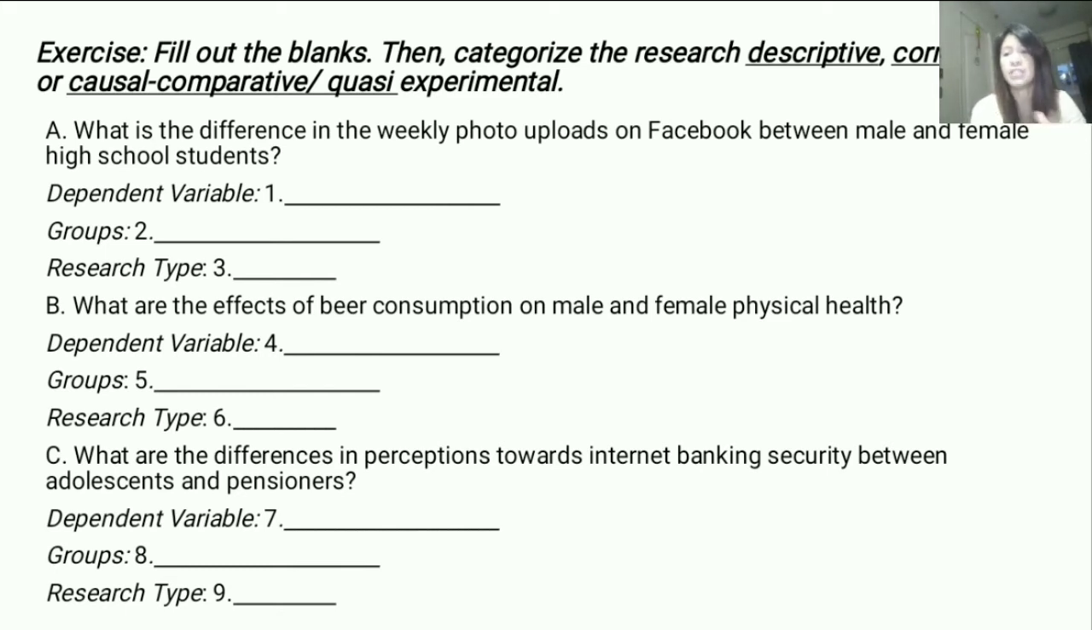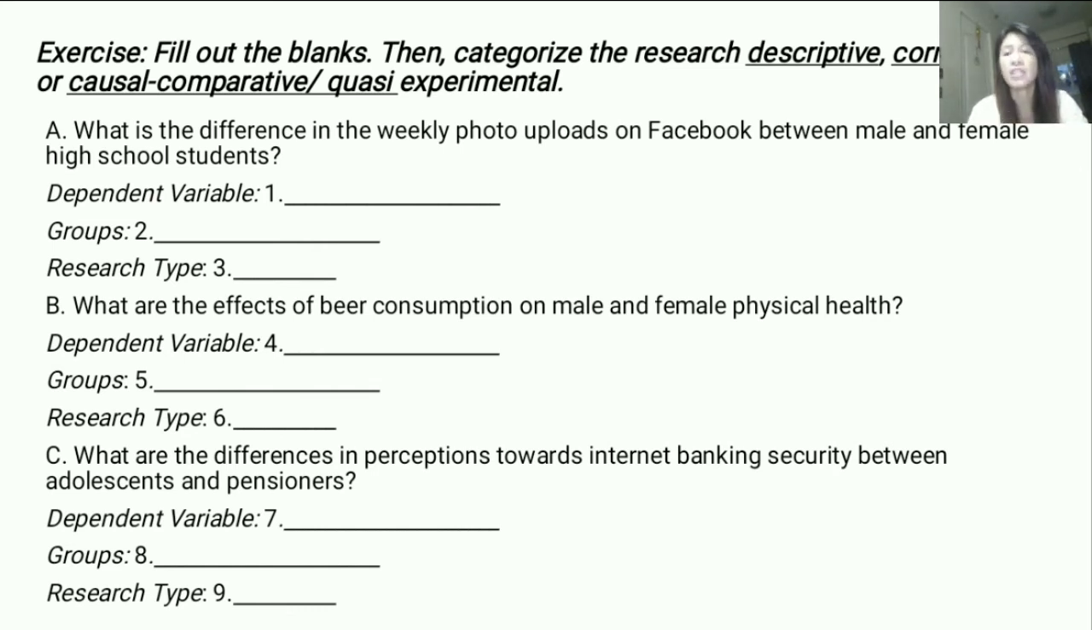Letter C, research type. This is causal comparative. You are comparing two groups. How does beer consumption affect the physical health of men and women, or males and females?